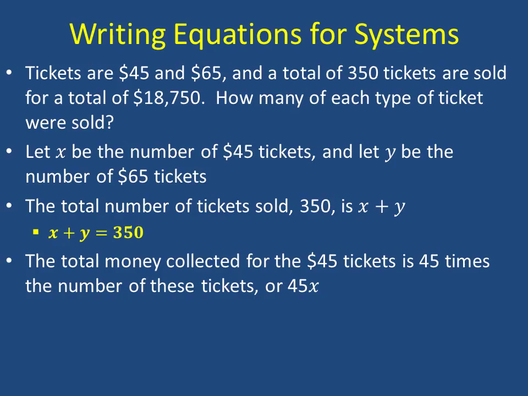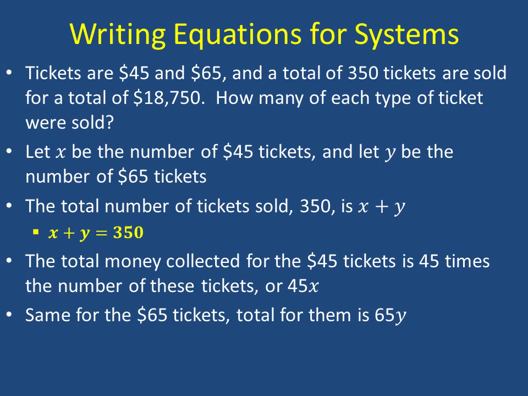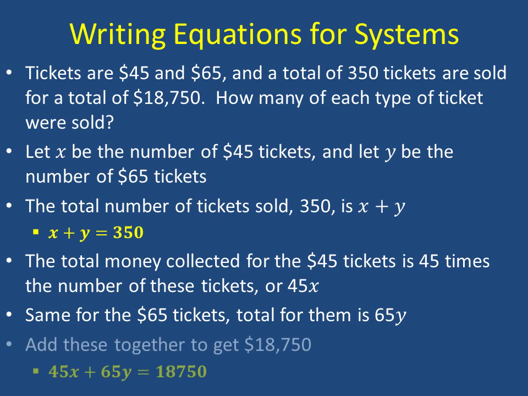We also know that the total amount of money that we collected for the $45 tickets is going to be 45 times the number of the tickets. So we'll call this 45x. Same holds for the $65 tickets. The total for those tickets is 65 times y. These added together have to equal our sum of money, which is $18,750. So 45x plus 65y has to be $18,750.